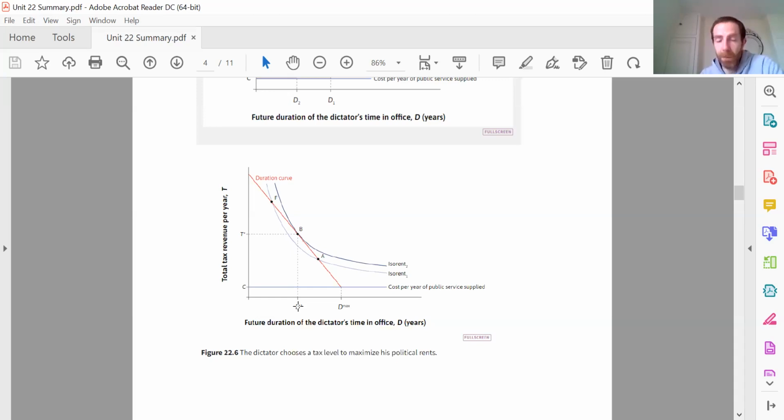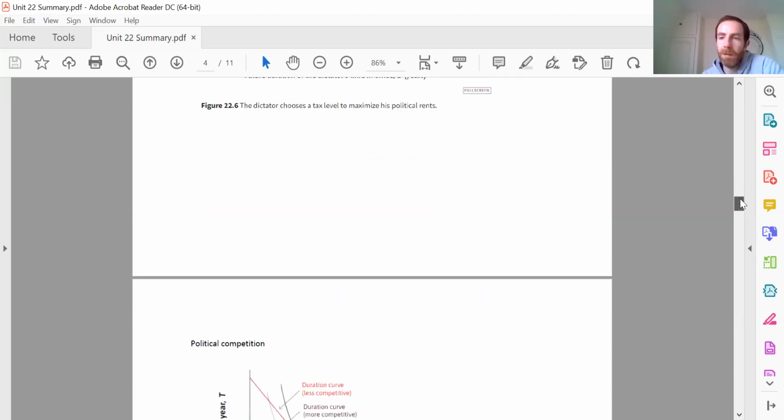And then this rectangle that's traced out here, T star minus C, the height of the rectangle, multiplied by D star, that area there gives the total political rent that they would expect to get from making this decision. So that's a nice way of modeling how a dictator might decide to, say, set tax revenue, but obviously quite a simplistic picture of how government's running. All they're doing is just deciding how much tax to collect. Okay, so that's our first model, the model of dictator.